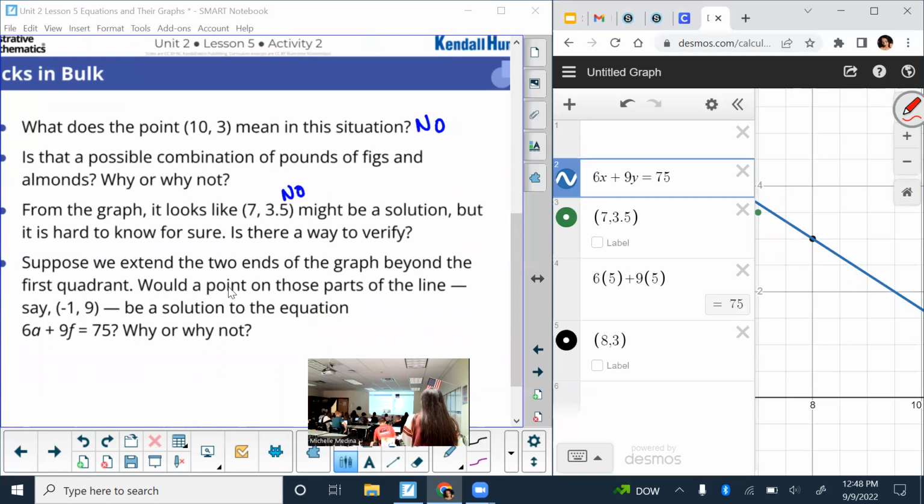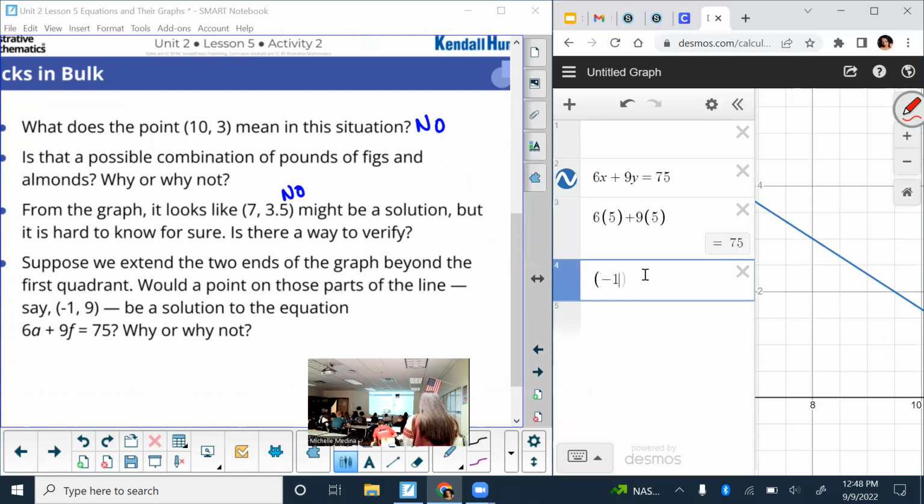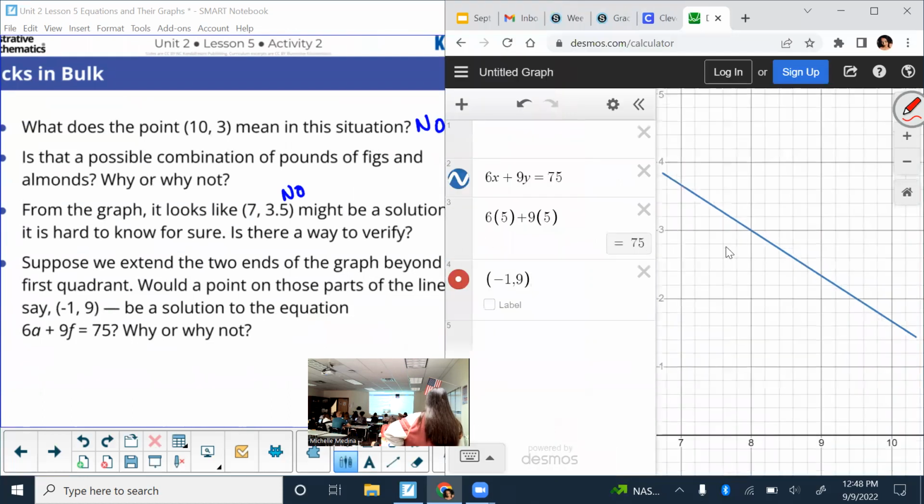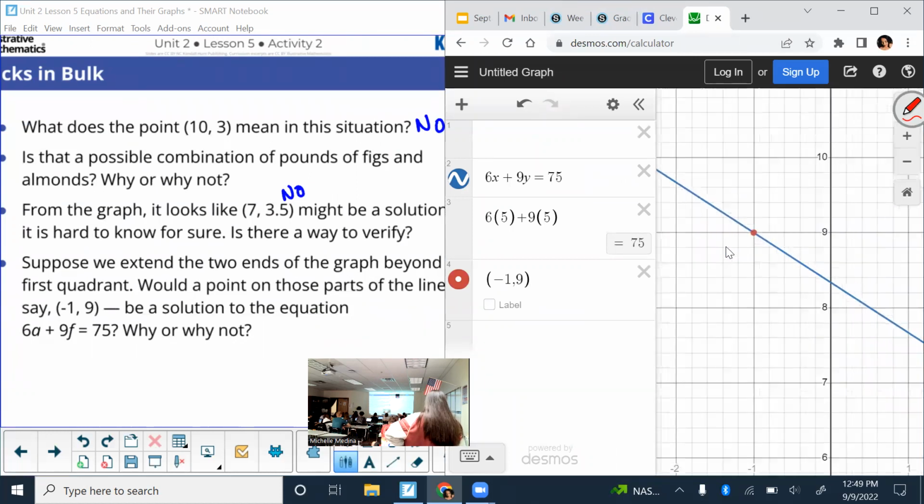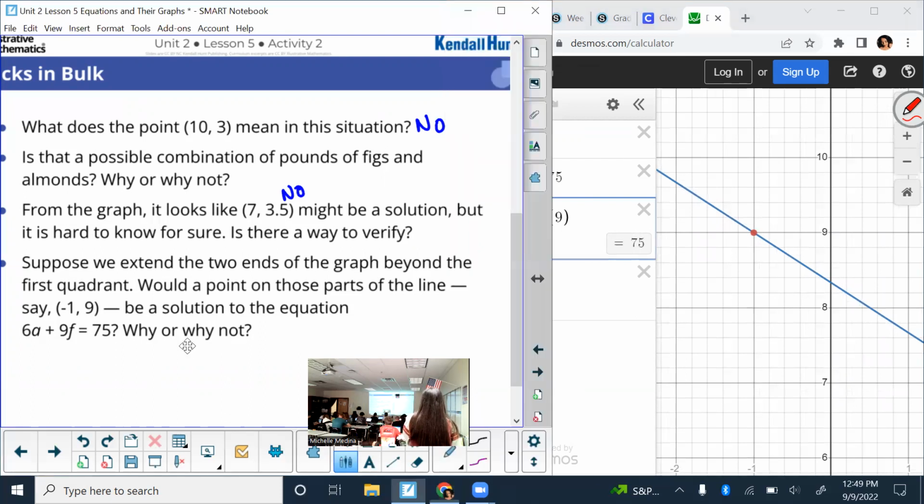So would a point on -1,9 be a solution? So would -1,9 be on the line, yes or no? You should be mirroring everything I'm doing on Desmos. All right, it is on the line. If we plug it in, does it give us the value that it's equal to in the equation? It does. But is it a solution in the context of the real world situation?